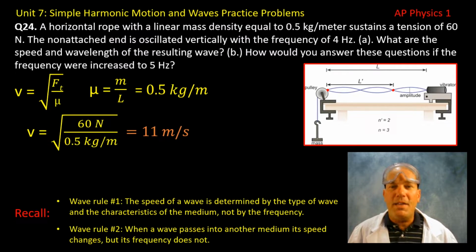Again, a point on this string would move vertically up and down, whereas the disturbance or energy would propagate from left to right, right to left. Okay? So we have this.